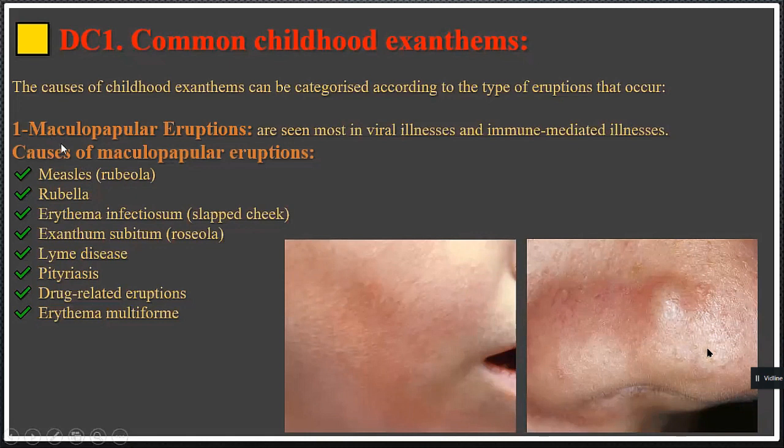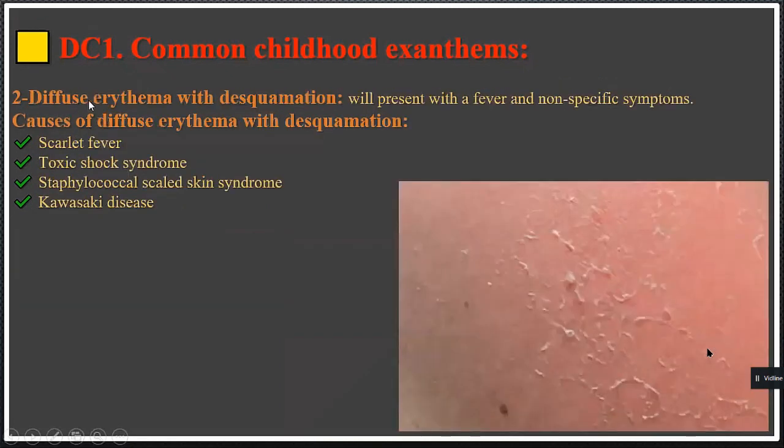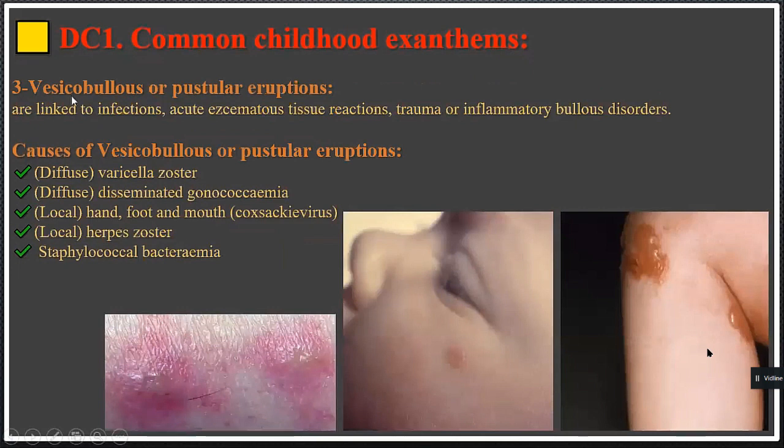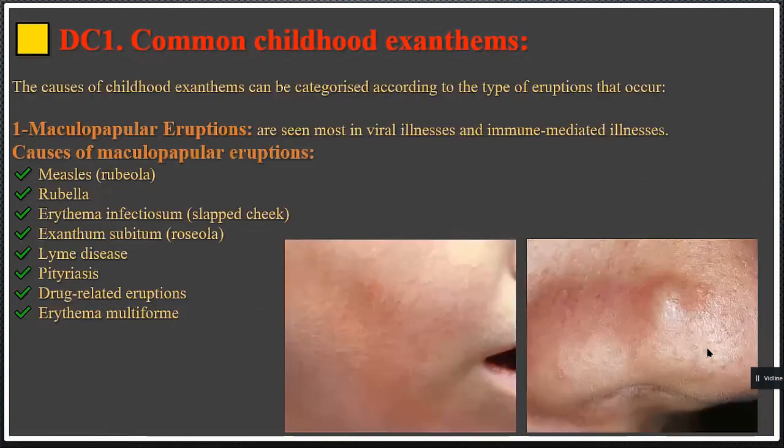So you have three descriptions: maculopapular, diffuse erythema with desquamation, and also vesiculobullous or pustular eruption. These 3 slides will give you an explanation for most of the rashes. Okay, we will start with the first one, maculopapular eruptions.